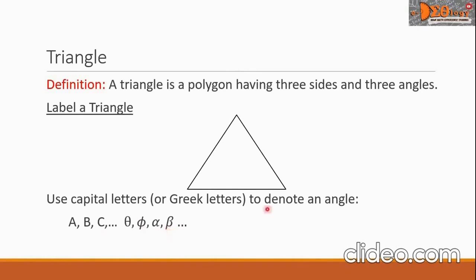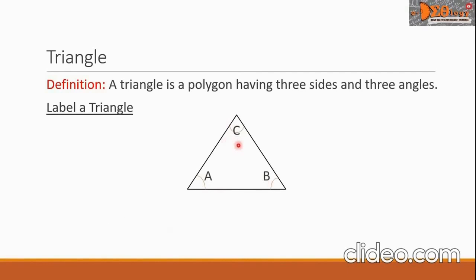For our discussion, we will use capital letters. We have here a triangle with angle A here, angle B, and angle C. Now let us label the sides. We're going to use small letters to denote sides. Small a, small b, small c, and so on and so forth.